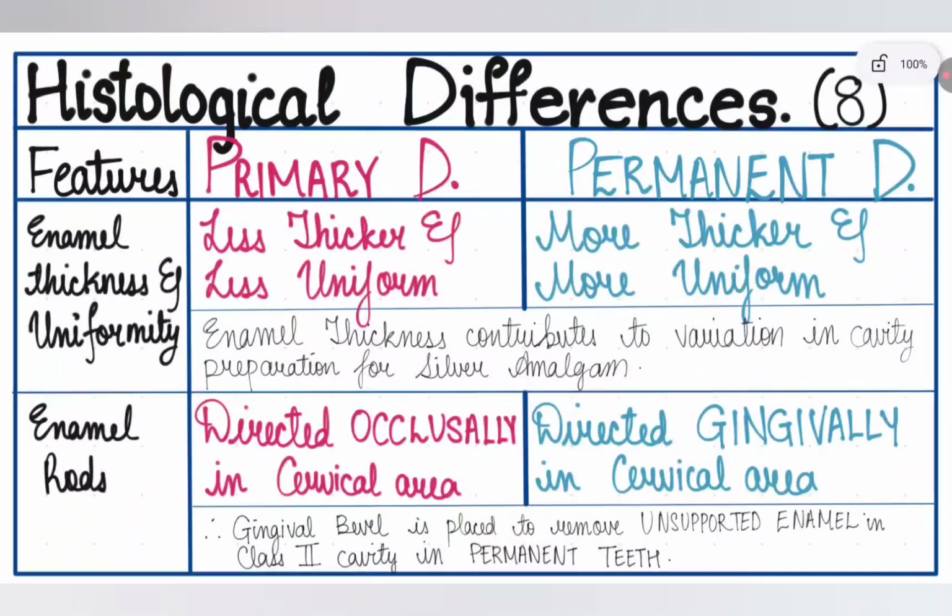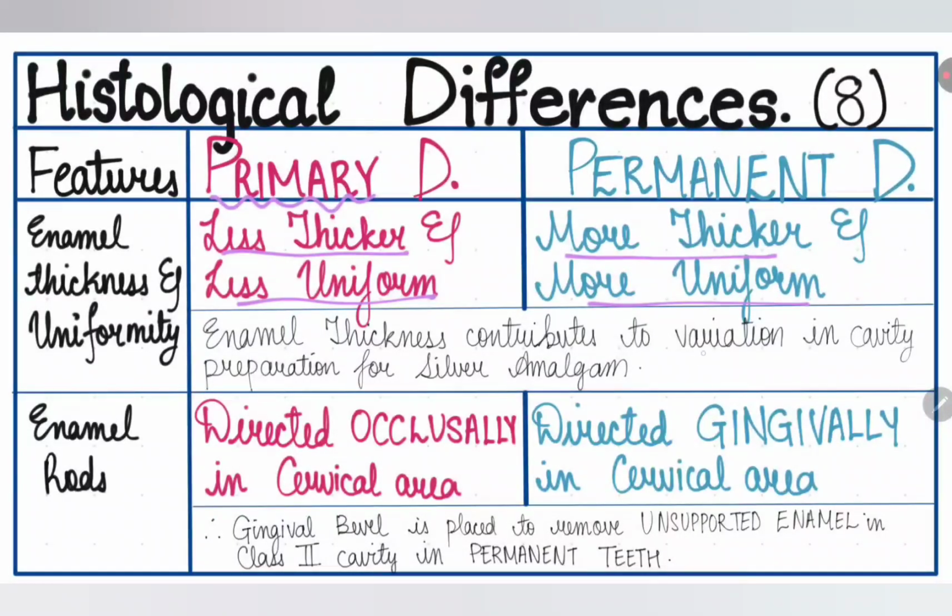Talking about the histological differences, first we have enamel thickness and uniformity. As you know, in primary dentition the gross dimension of the teeth is smaller, so the enamel is thinner and less uniform. In permanent teeth the gross dimension of teeth is larger, so the enamel is thicker and more uniform. Simple, right?